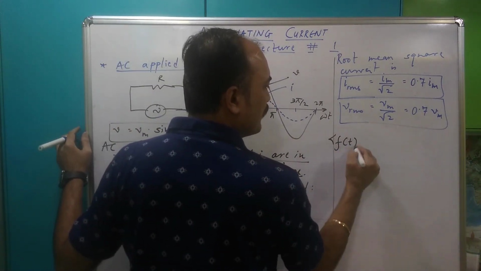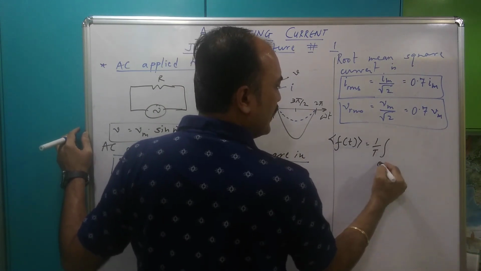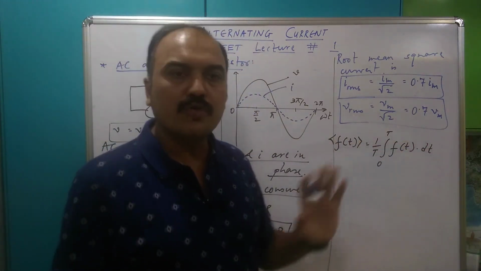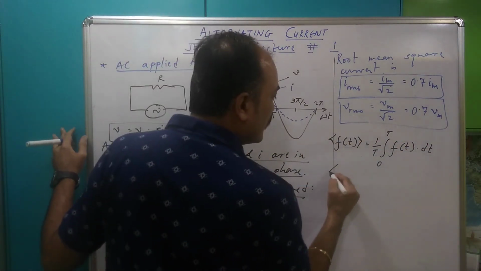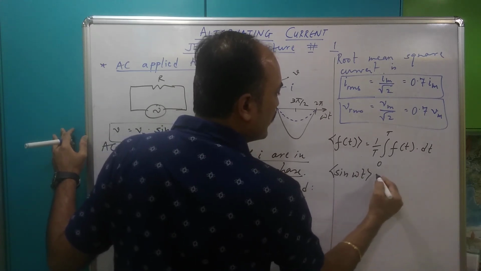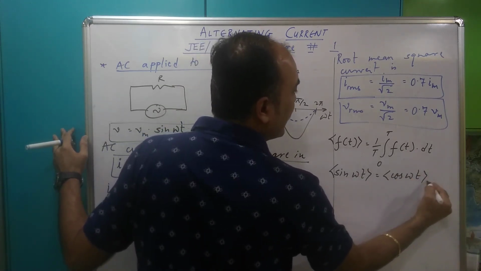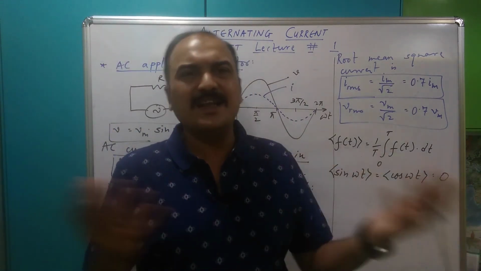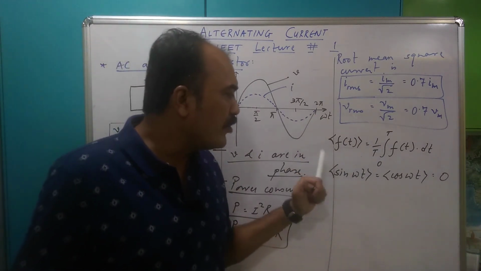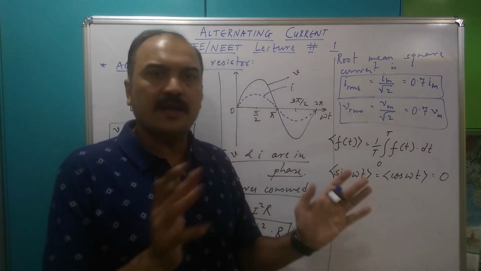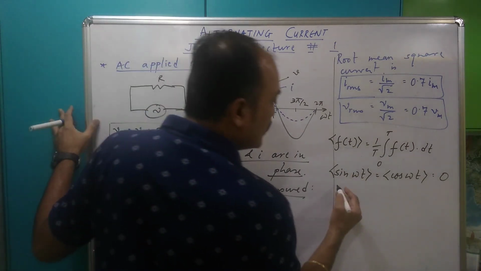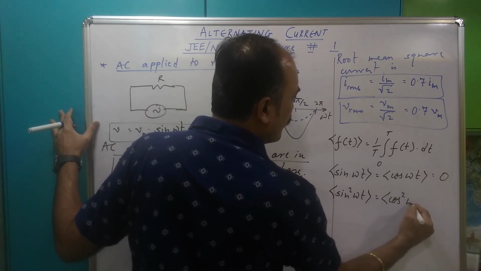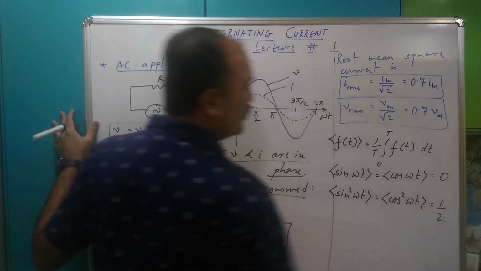Now, since we are doing RMS values and taking mean, you already know this: the average of any function is 1 by T integral 0 to T of the function dt. This is how the average of a function over one whole cycle is found. And to top it, sine omega t or cos omega t, if we take their average over one whole cycle, it's going to be 0. Same with sine 2 omega t, cos 2 omega t, sine 5 omega t, anything. If you have only sine in t somewhere, then its average over one whole cycle will be 0. Similarly, the average of sine square omega t or cos square omega t over one whole cycle is half.